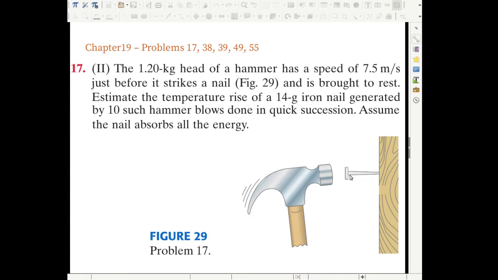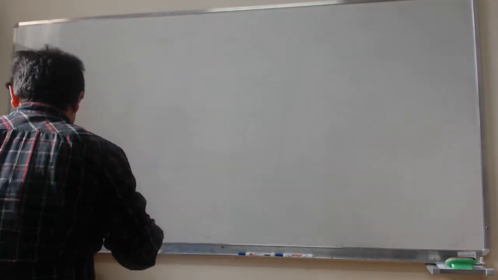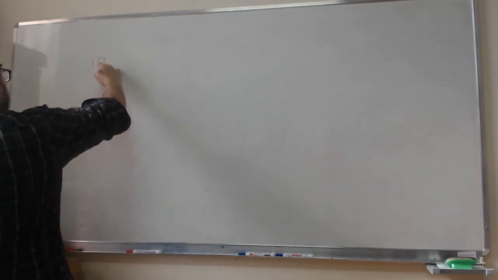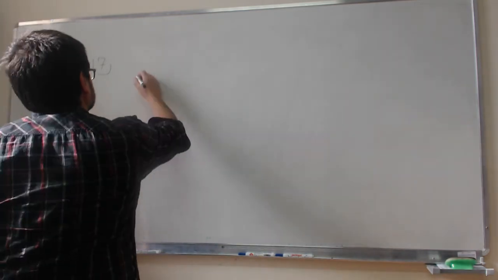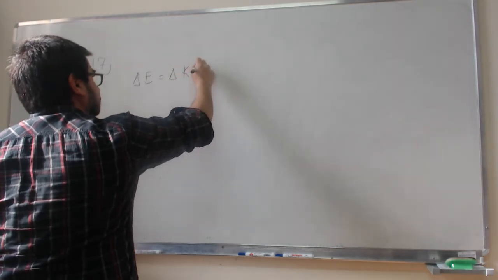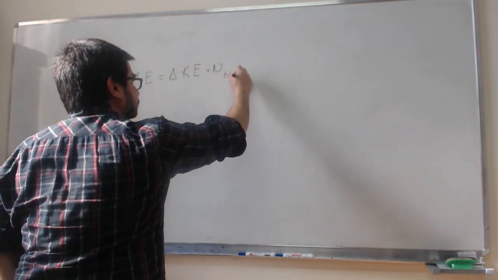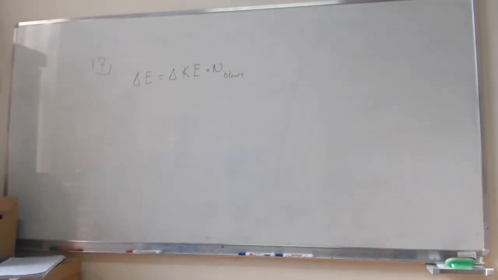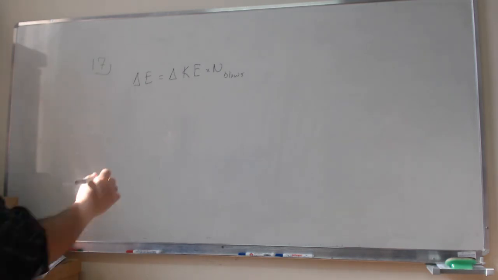So if we calculate the amount of energy and use the specific heat formula, then we can calculate the temperature rise. Right? So let's try and do this. So this is problem 17. Okay. So the change in energy is just the change in kinetic energy times the number of blows. Right. So in this case, we strike this 10 times, so it's 10 times the kinetic energy in one strike.